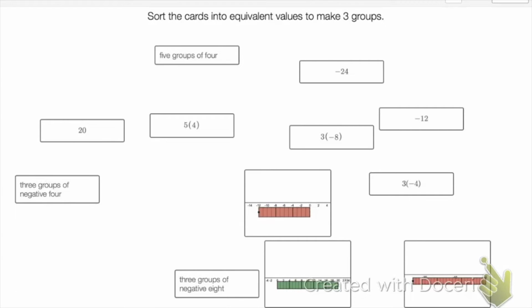Okay, so now let's try this one. I have to sort the cards into equivalent values to make 3 groups. So I will look for the phrase first, okay? So 5 groups of 4. When we say 5 groups of 4. 3 groups of negative 4. 3 groups of negative A.